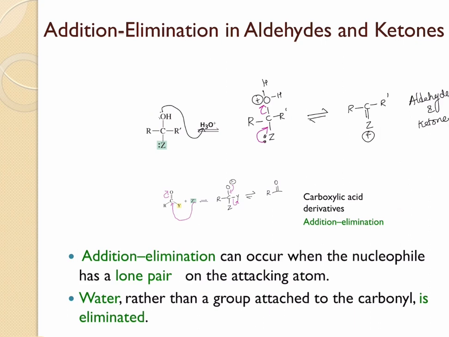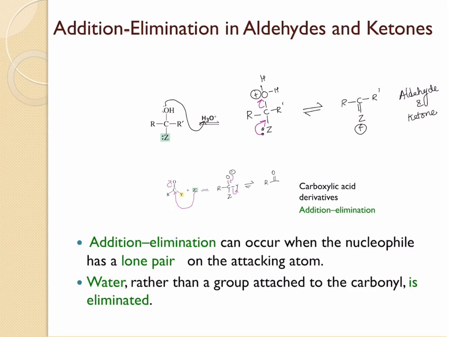Here, in carboxylic acid derivatives, the group that is leaving from the system is the one that is directly attached to the acyl group. So this is the acyl group, and Y is getting eliminated. But here, in the case of aldehydes and ketones, the group that is getting eliminated is water. So that is the main difference between these two nucleophilic addition elimination reactions. Remember, the nucleophilic addition elimination in aldehydes and ketones only happens if there is enough proton present in the solution, and also the Z needs to have a lone pair of electrons present on it to form a double bond.